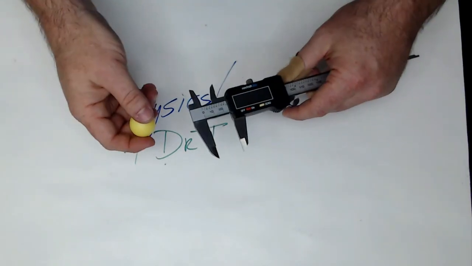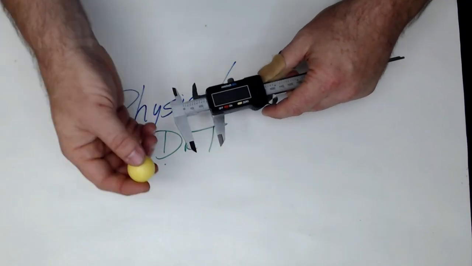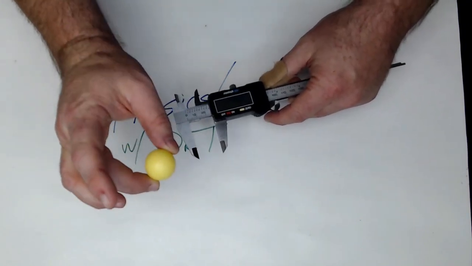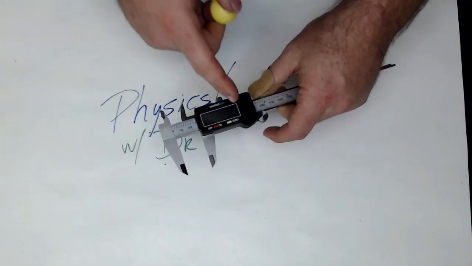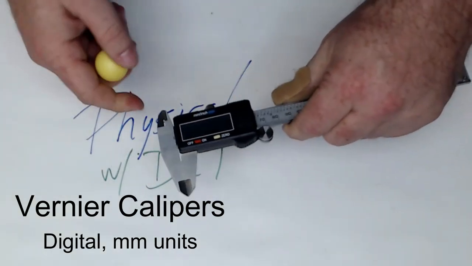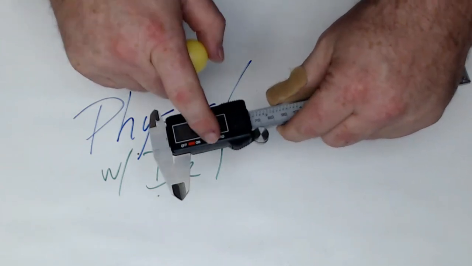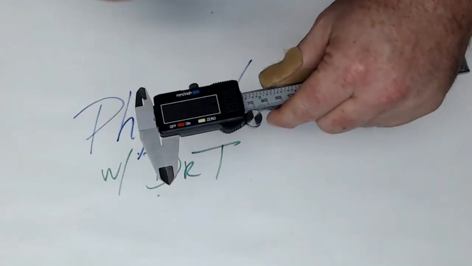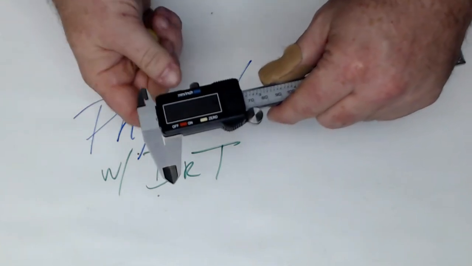When you are setting up Capstone, one thing that you'll need to do is measure the diameter of the launch ball that you'll be using throughout the experiment. To do that, you'll want to use a pair of vernier calipers. So you close that up, and you notice it should be at zero. If it doesn't say zero, hit that zero when it's completely closed. This one's flashing, they don't all flash.